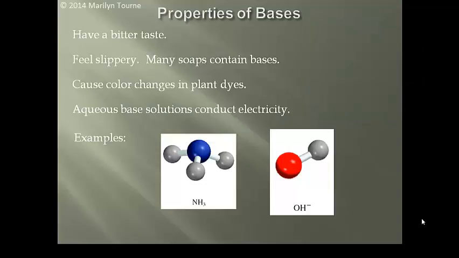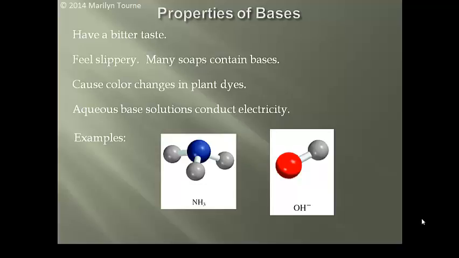But anyway, so bases have a bitter taste. Most of them feel very slippery on your fingers. For example, many soaps contain bases. They also can cause color changes in plant dyes, and of course, an aqueous base solution will conduct electricity, again because they dissociate into ions. Some examples of common bases are ammonia, which is NH3. This accepts a proton and becomes ammonium ion. And of course, hydroxide, the OH- ion. This will accept a proton and become water.